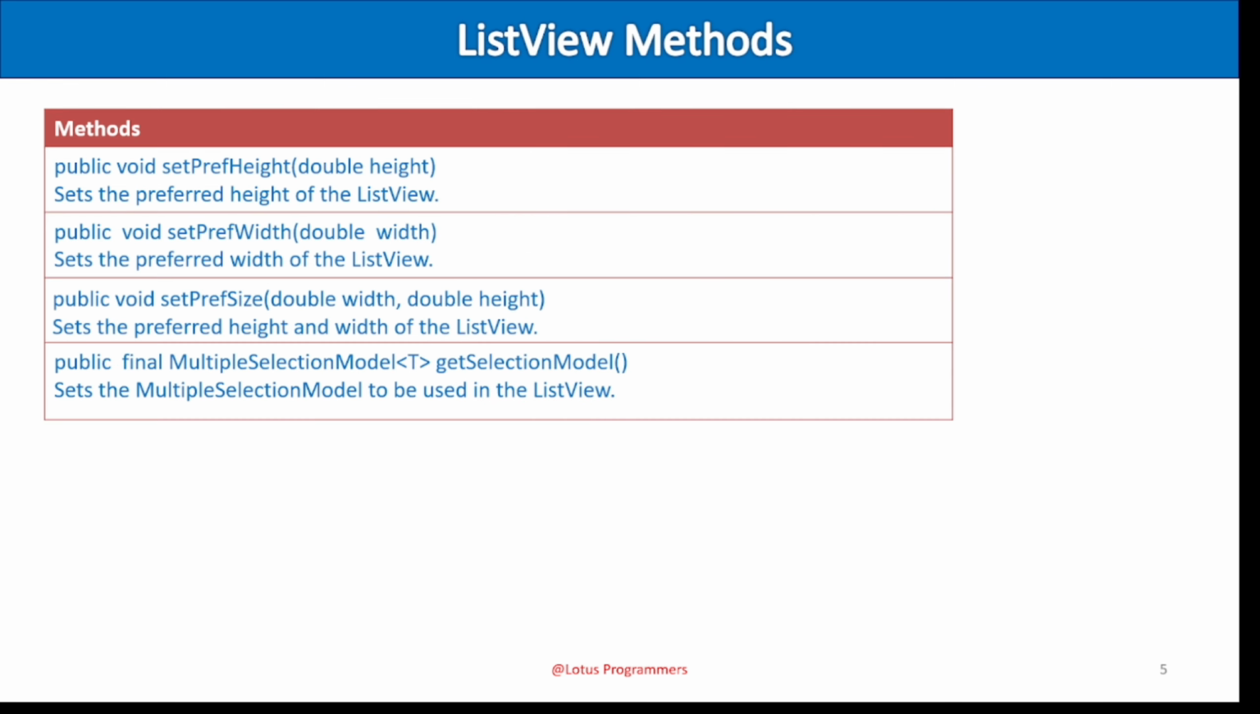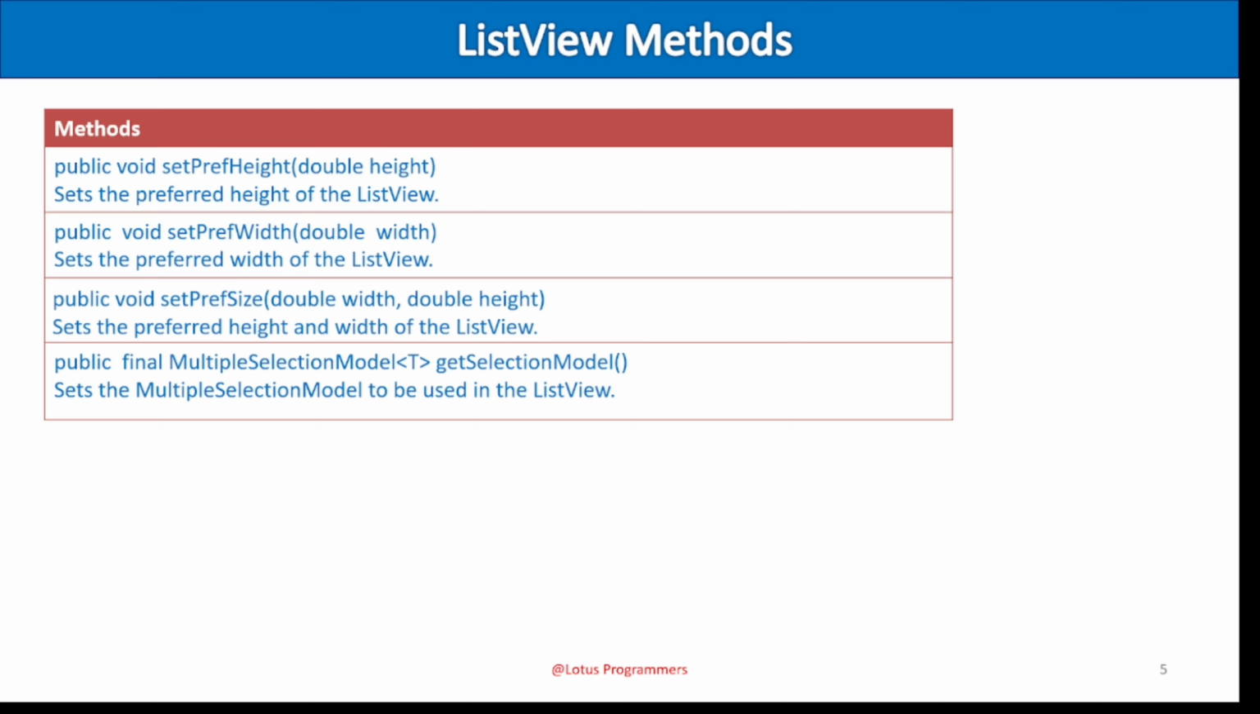Let us go for understanding the methods of the list view. The important methods of the list view: the first method is the setPreferredHeight method. This method is used to set the height of the list view that is displayed on the JavaFX scene. The second method is the setPreferredWidth method. This method is used to set the preferable width for the list view that is displayed on the JavaFX scene.